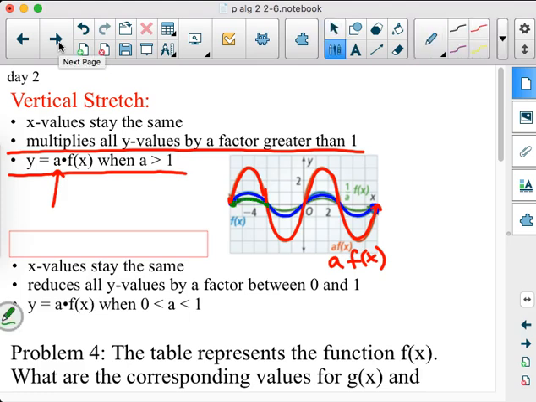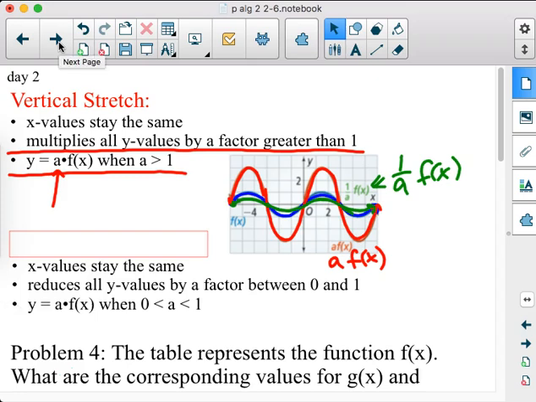And the fancy name for that squish is called a compression. So you're squishing that graph. But if we were making it bigger, since we were multiplying by a number bigger than 1, what on earth do we have to do if we want to multiply by something and make it smaller, compress it? And notice this says 1 over a times f of x. Now that means when we see a fraction between 0 and 1 in front of our function, then we're going to know that it's going to be a compression.